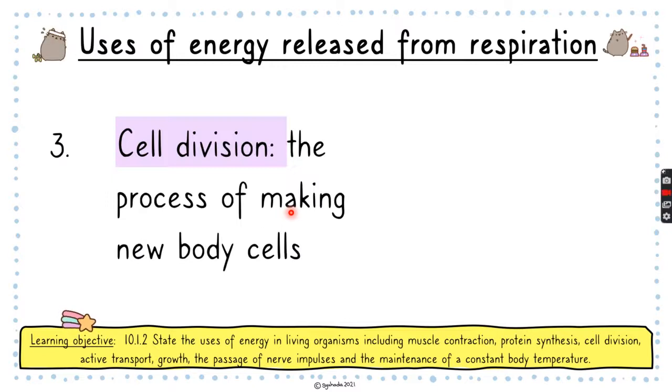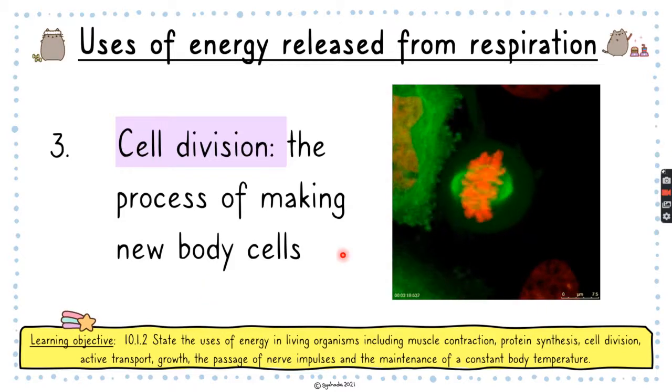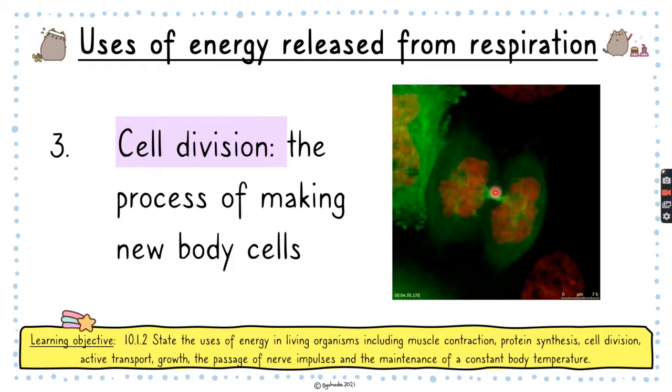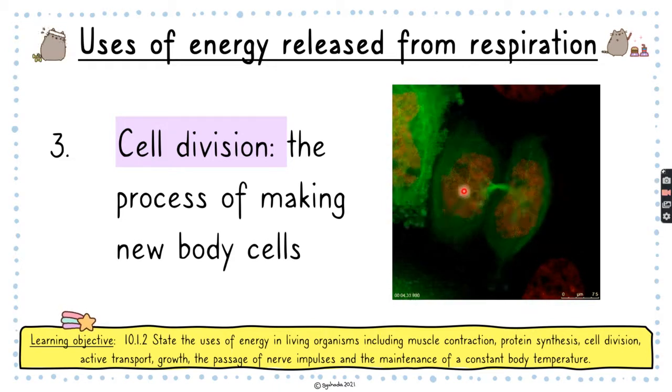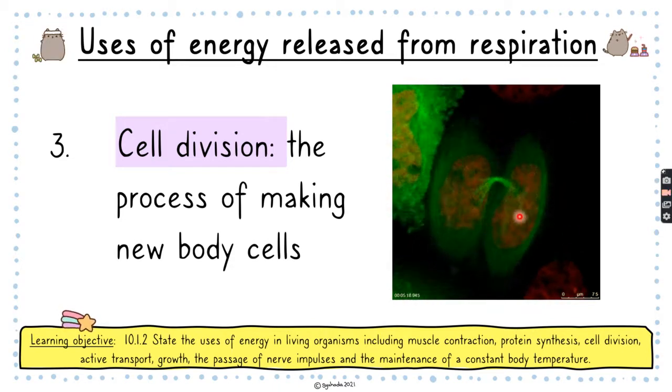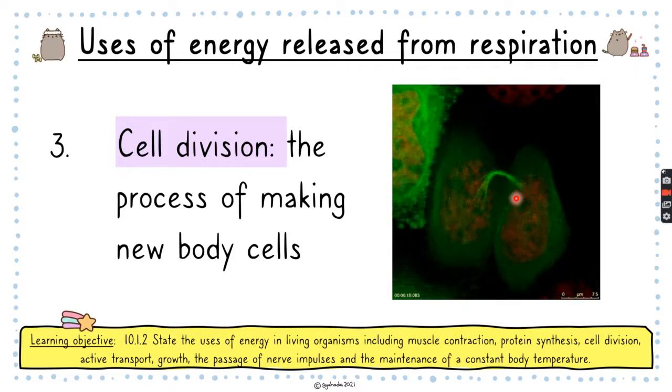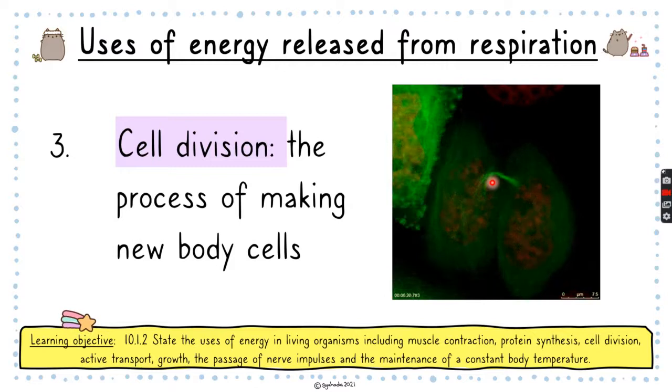All right, so the third use of energy released from respiration is cell division. Cell division is basically the process of making new body cells, and this requires energy as well. This GIF right here shows you that. That's 2 cells right there, isn't it? So let's try to wait until it goes from the beginning, when it is just actually 1 cell.